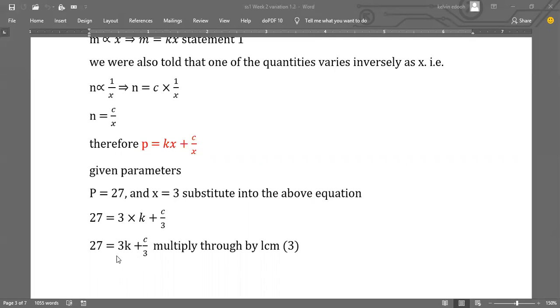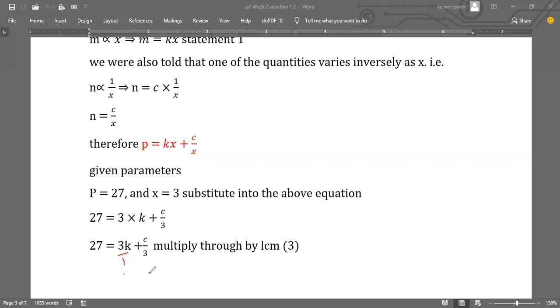So if we simplify, 27 equals 3k plus c over 3. Now let's simplify this to remove the denominator. If you take the LCM here, it is 3, because the other terms are over 1. Look at what I mean: this is over 1.